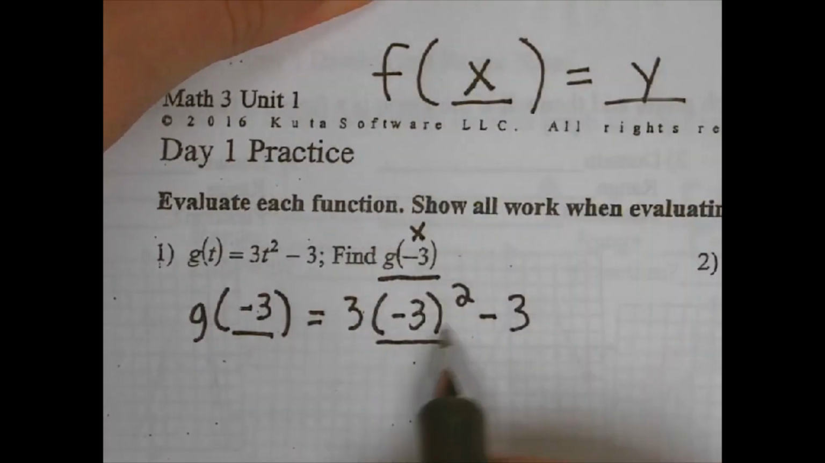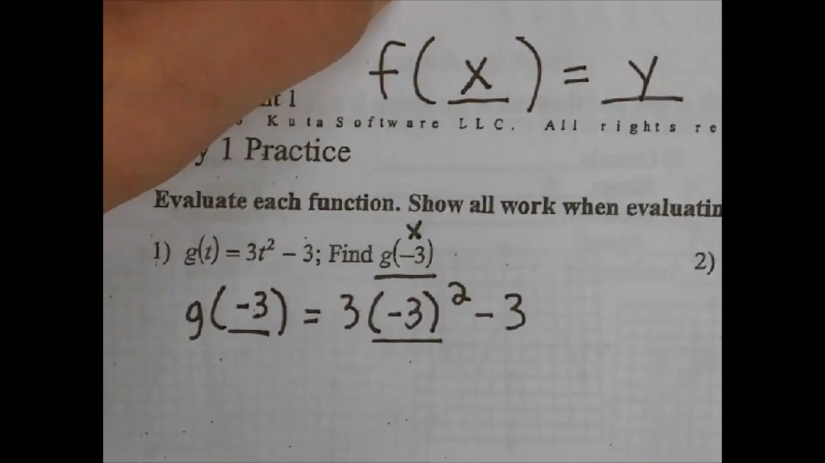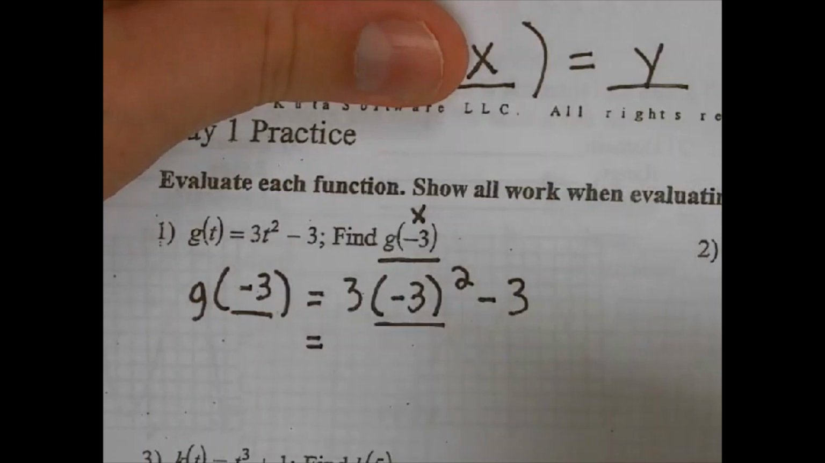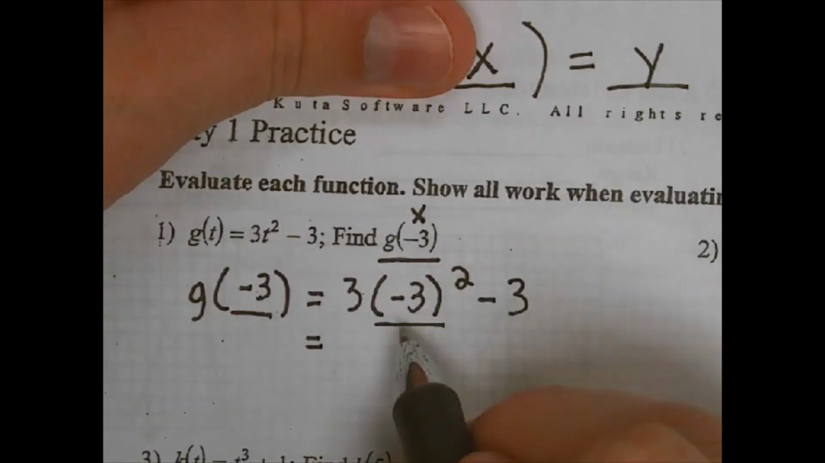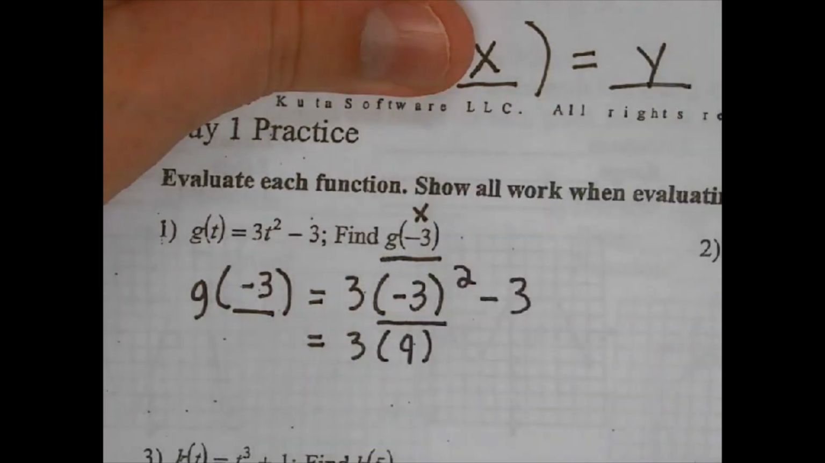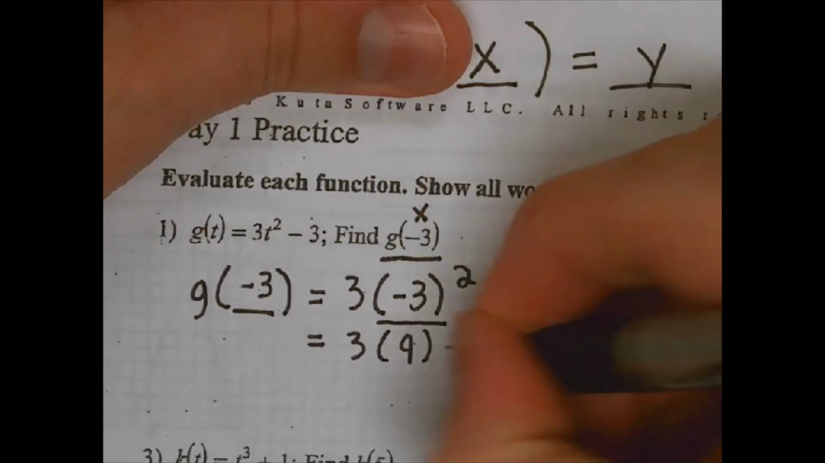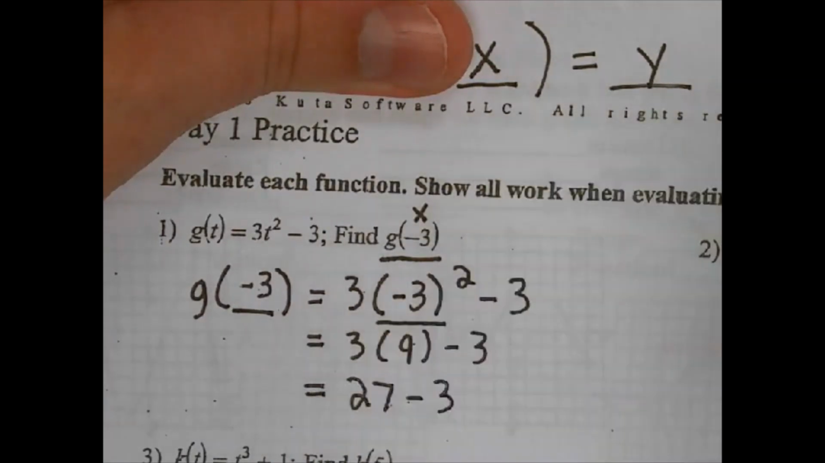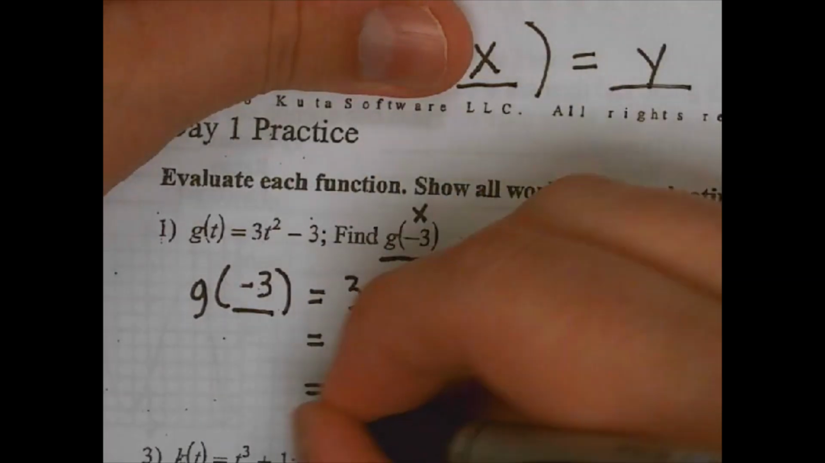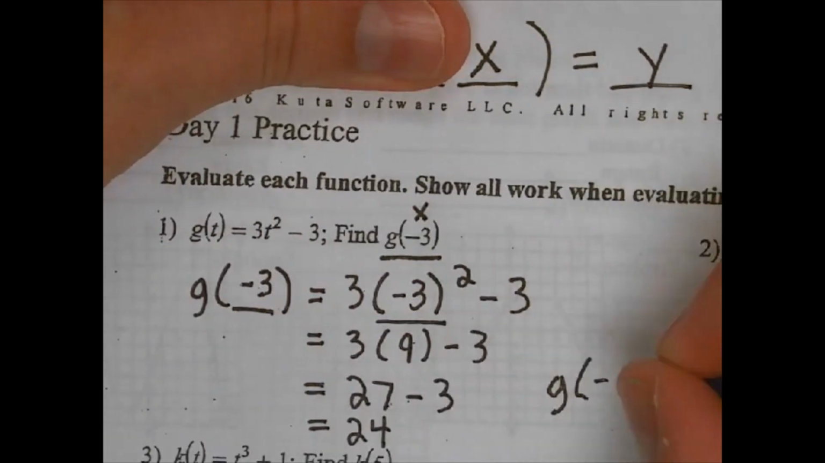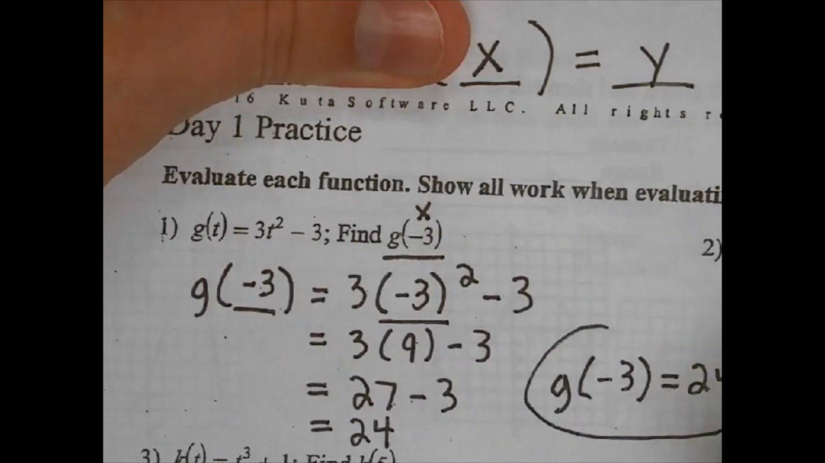And then from here, I'm going to simplify my answer, and then you get one numerical answer, which is not bad. So what's -3 squared, or -3 times -3? +9, very good. 9 times 3, 27. 27 minus 3, 24. So this final answer is 24. I want you to write it. g of -3 equals +24 as your final answer.